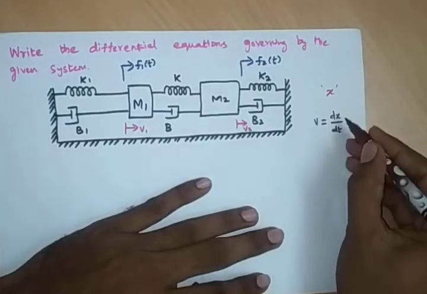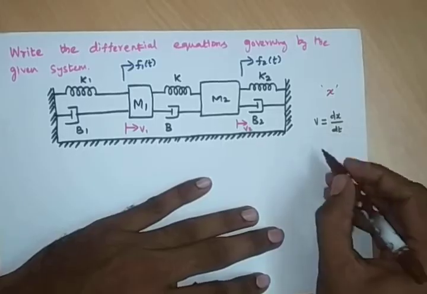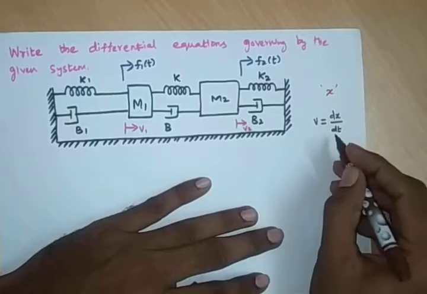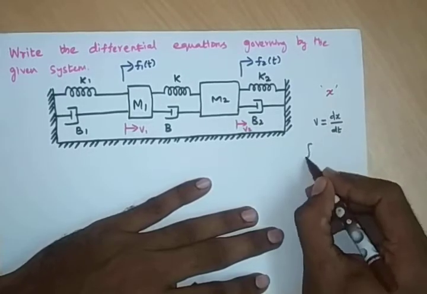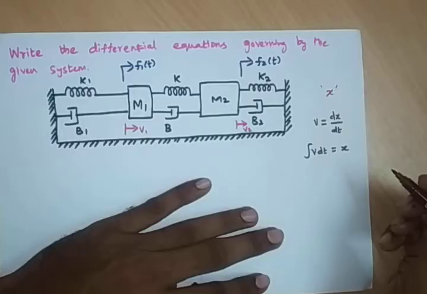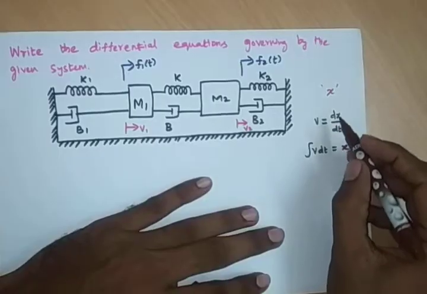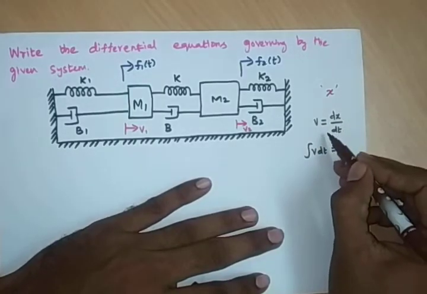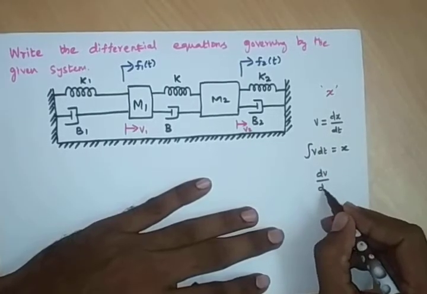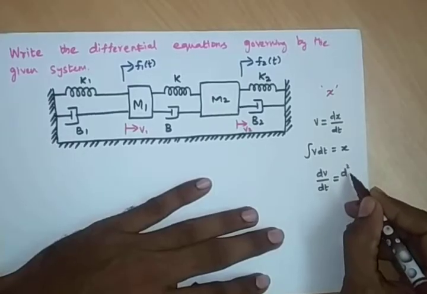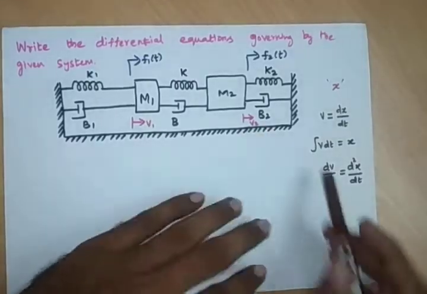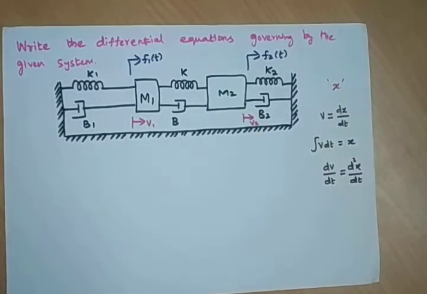From that you can calculate the value of x by integrating v with respect to time. Just integrate on both sides, we get the integral of v dt, and we get x as a result. If we differentiate both sides with respect to time, we get the reverse. This is the main thing we need to memorize before solving the problem.